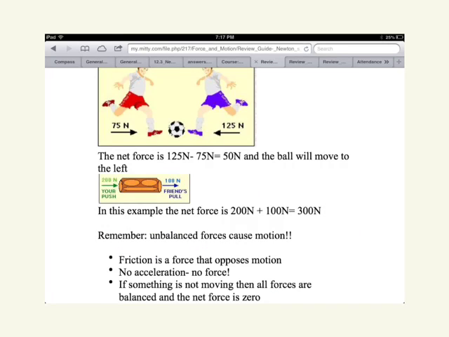Friction is a force. It's a force that opposes motion. So you have to take this into account. For the quiz today, you do not need to know the 4 types of friction, but you do need to be aware that friction is a force that opposes motion. Remember, if there's no acceleration, there's not going to be any net force. If something is not moving at all, then all the forces are balanced and the net force is zero.